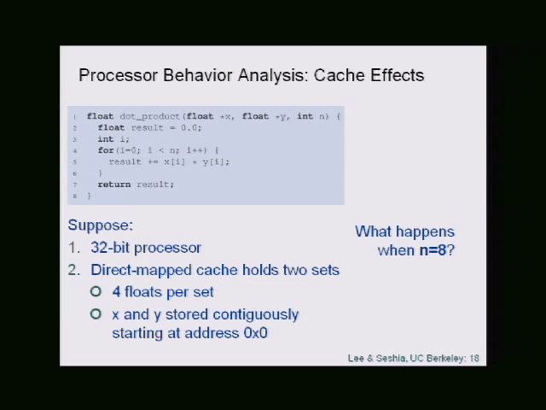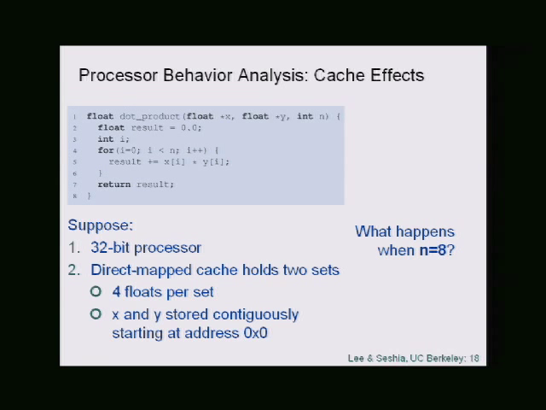So let's just see the pattern of accesses. So you'll pull in x0 to x3 here, right? And so x0 to x3 will map to set 0. x4 to x7 will map to set 1. y0 to y3 will map back to set 0. Okay? So basically, both x0 to x3 and y0 to y3 will map to the set, and x4 to x7 and y4 to y7 will map to this set.